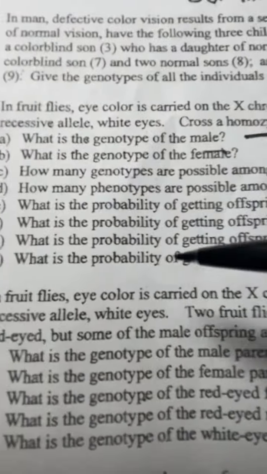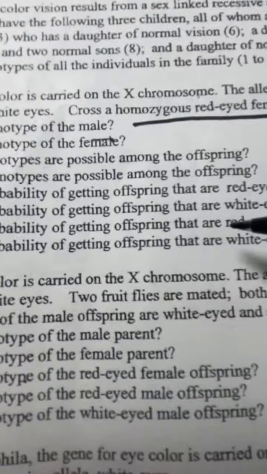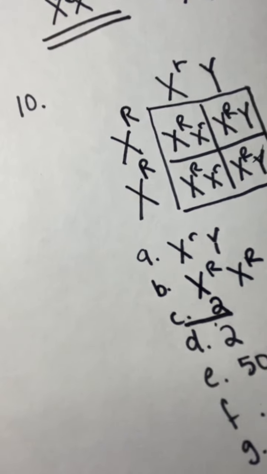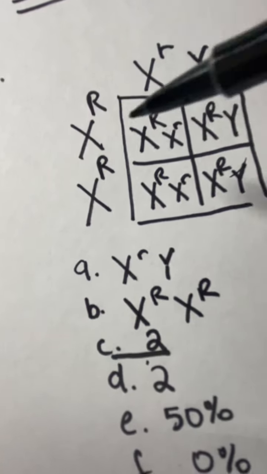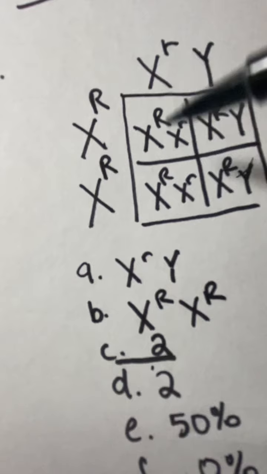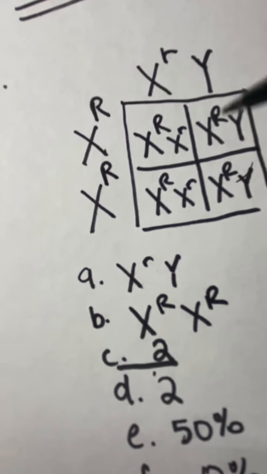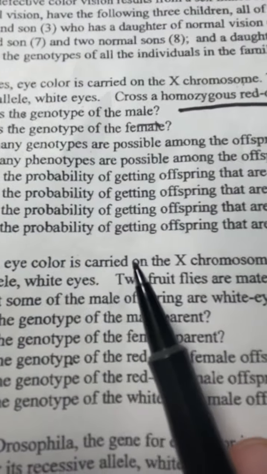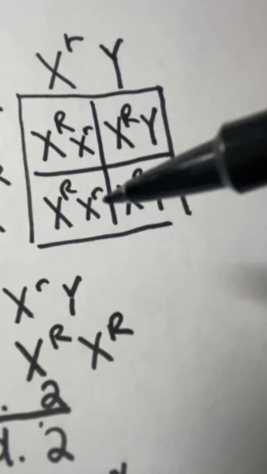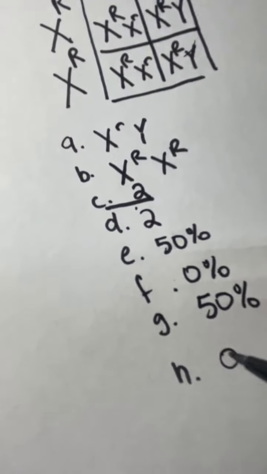Let's take a look at G. What's the probability of having offspring that are red-eyed females? That's going to be 50%. Once again, boy or girl, 50% chance having a girl, 50% chance having a boy. And the only option in this cross is red eyes. And the last one, what's the probability of getting offspring that are white-eyed females? None of those females are white-eyed, so that's 0%.